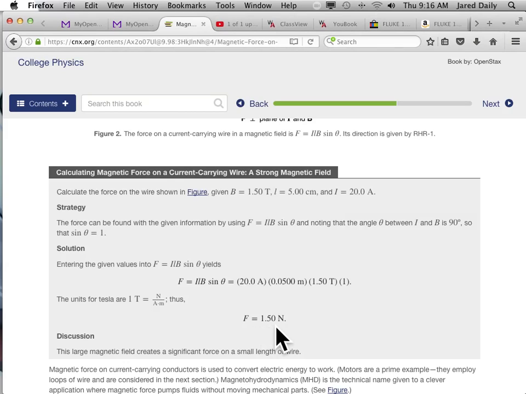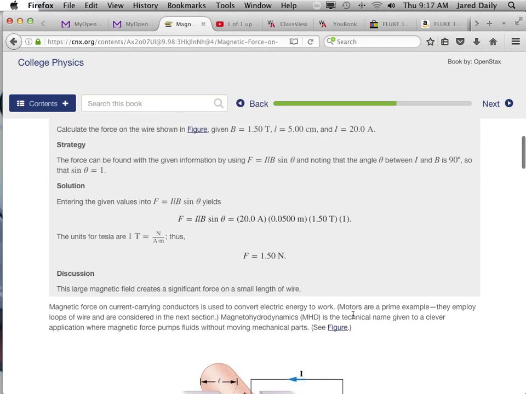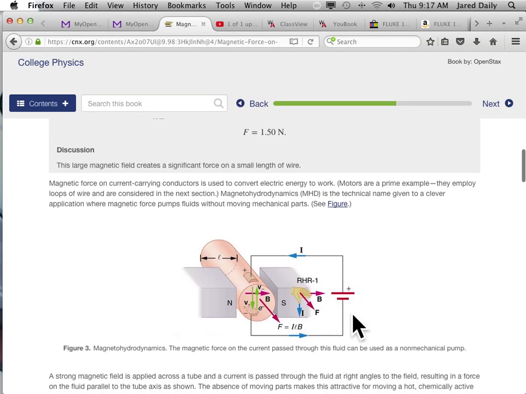You know, most wires that are carrying this kind of current are not that big. A 20 amp current can be carried in a wire that's, I don't know, a few millimeters across, not hard to do. And that force will be noticeable. It will lift the wire or push the wire or whatever it's going to do.